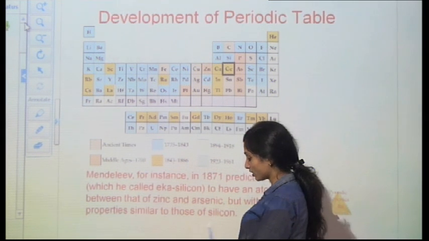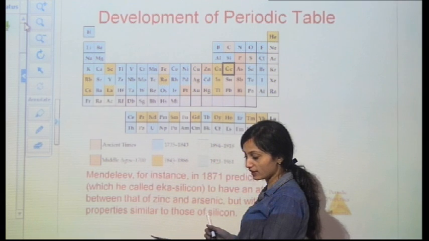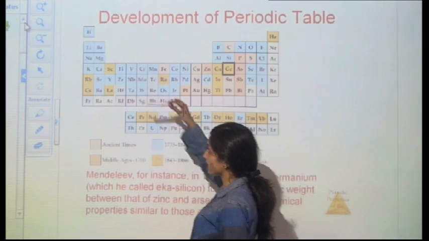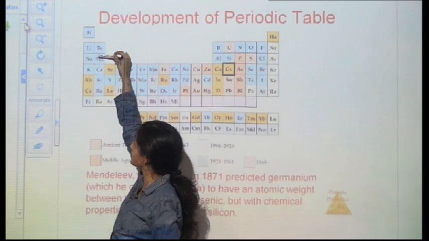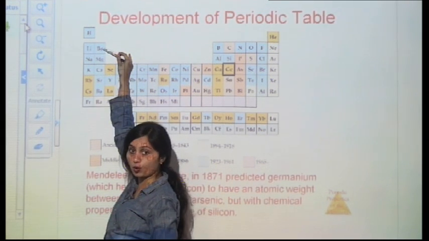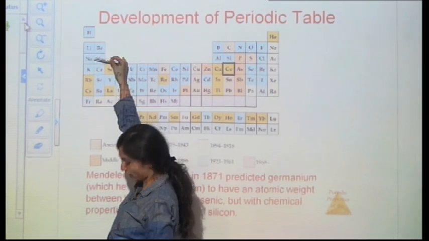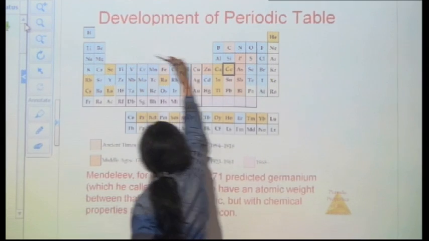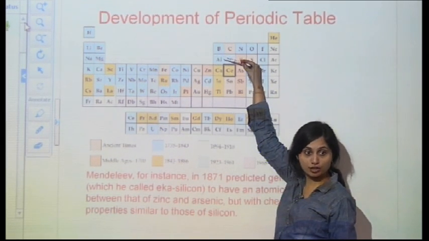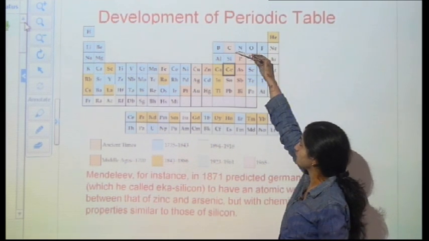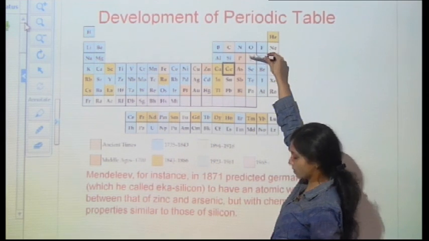Now see, here there is some kind of a diagonal relationship. Diagonal relationship means that the first element has properties similar to the second element of the next group. So in that case, lithium will have properties similar to that of magnesium, beryllium will have similar to that of aluminium, boron will have properties similar to silicon, and so on. This goes on till almost nitrogen to sulfur.